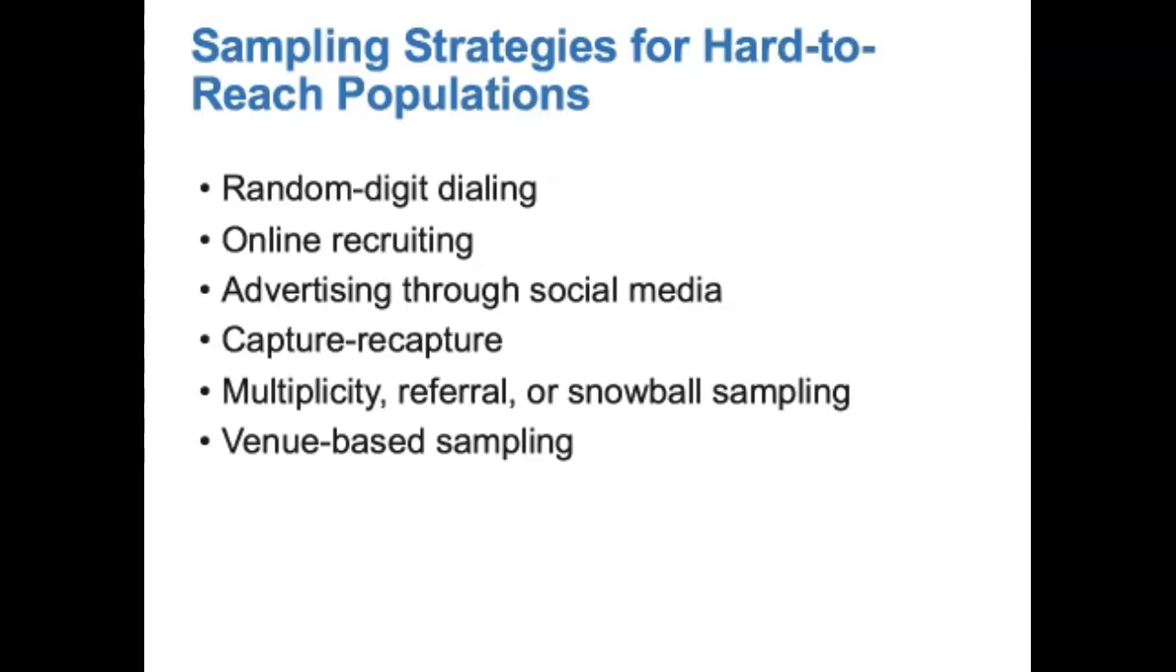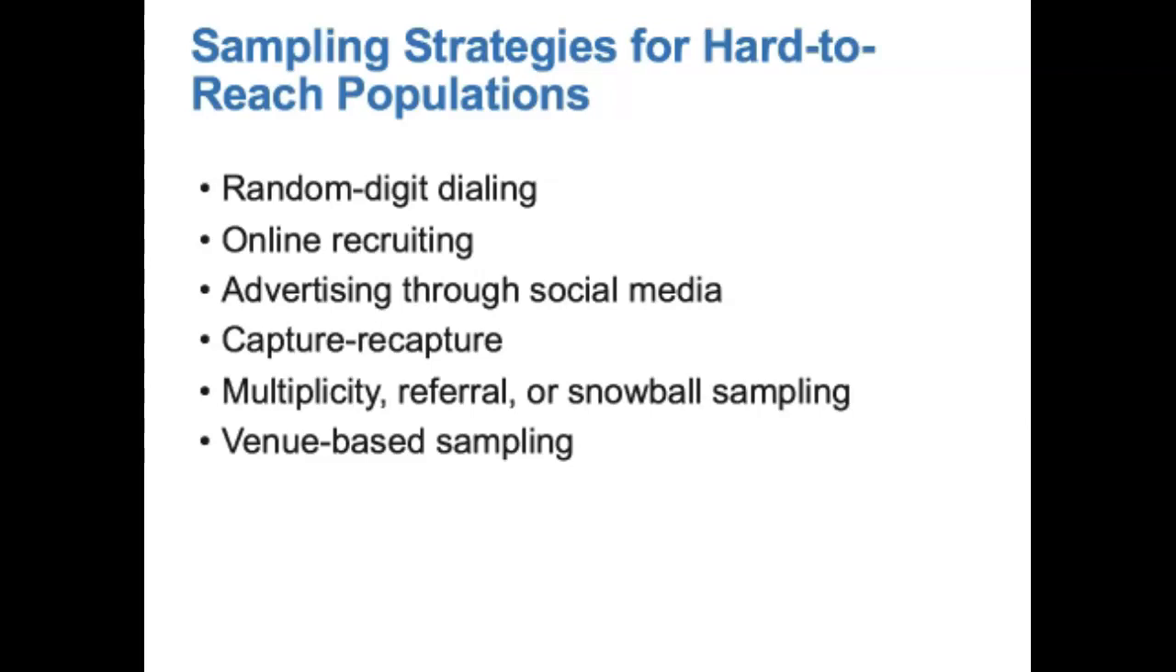Here are some sampling strategies which can be used with hard-to-reach populations. One strategy is random digit dialing, which involves generating phone numbers based on randomly generating the last 4 digits of the telephone number. This approach is less effective today than it was previously, as less people have landlines.